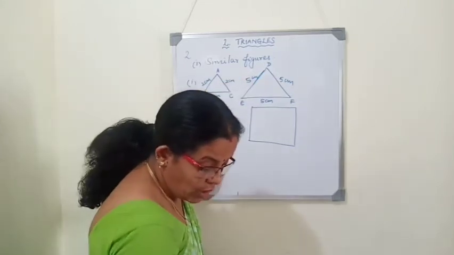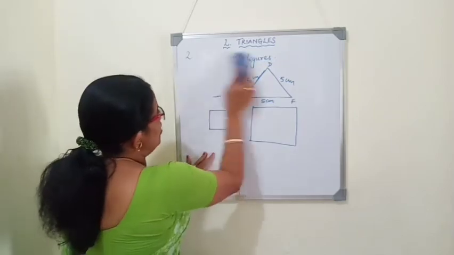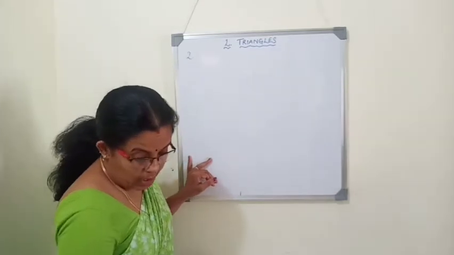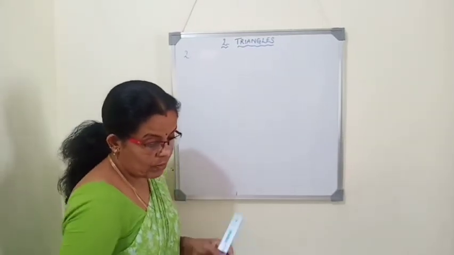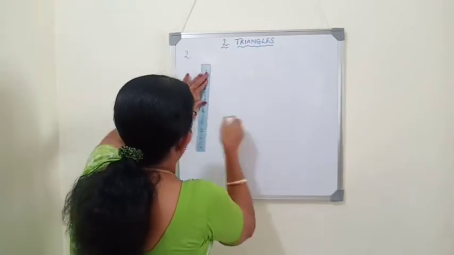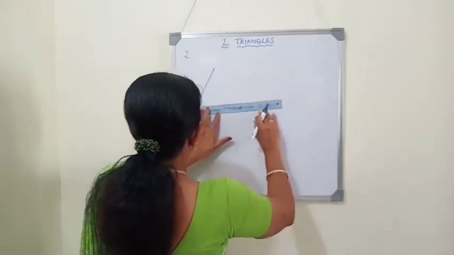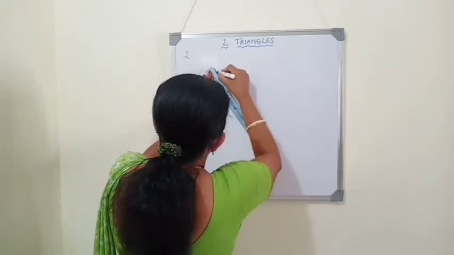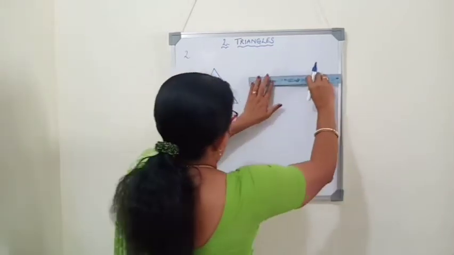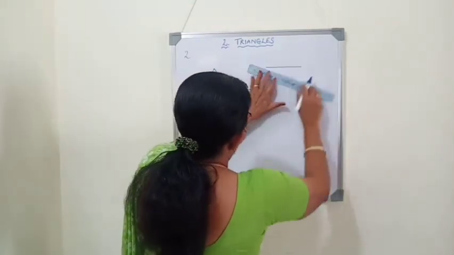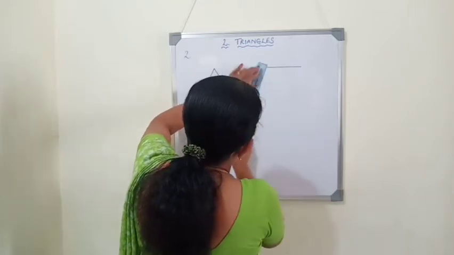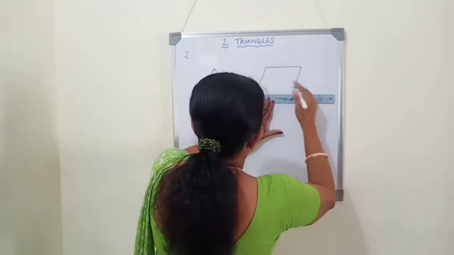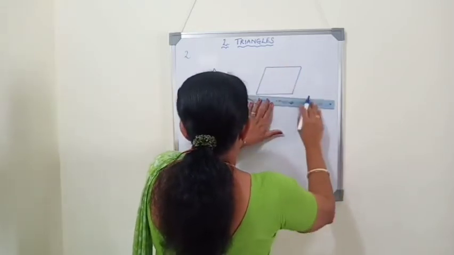Now for non-similar figures. Non-similar figures means angles will be different, even sides will not be proportional. So if you draw one triangle, then for non-similar figures, along with this we can draw a parallelogram. So one triangle and one parallelogram, they are non-similar figures. And one more set. This is the first set of examples.